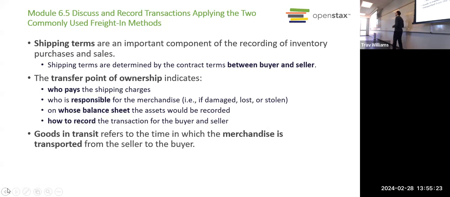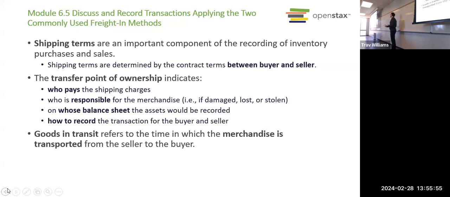And these are important questions. Obviously, who pays is important because you want to try to keep your costs down. If the seller will pay for shipping, great, that saves you some money. But also the question of who owns it. If you own it, it's an asset on your books. If the shipper or the seller still owns it, it's not an asset on your books yet, right? So that's important from an accounting standpoint.